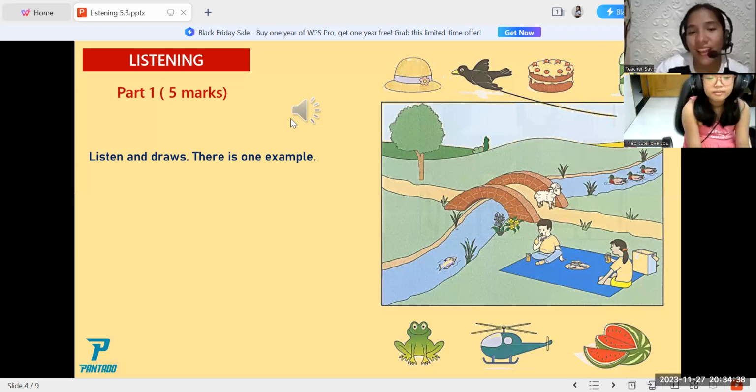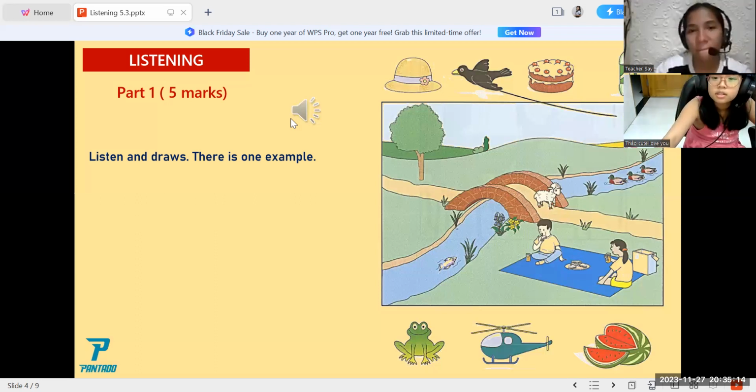Picture. Listen and look. There is one example. Put the bird next to the sun. Put the bird where? Put it there. It's flying next to the sun. Okay. Can you see the line? This is an example. Now you listen and draw lines.